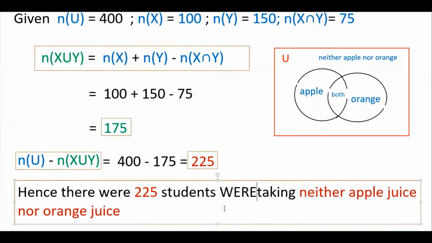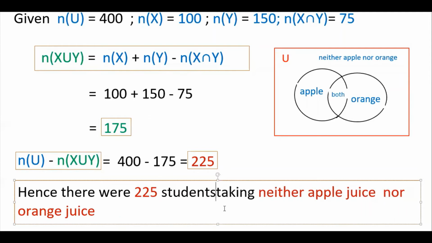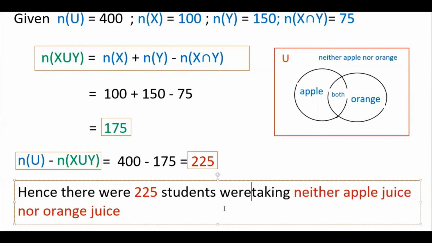25 students were taking neither apple juice nor orange juice.